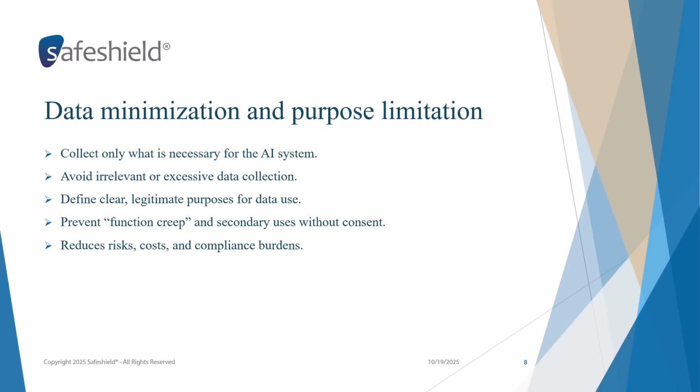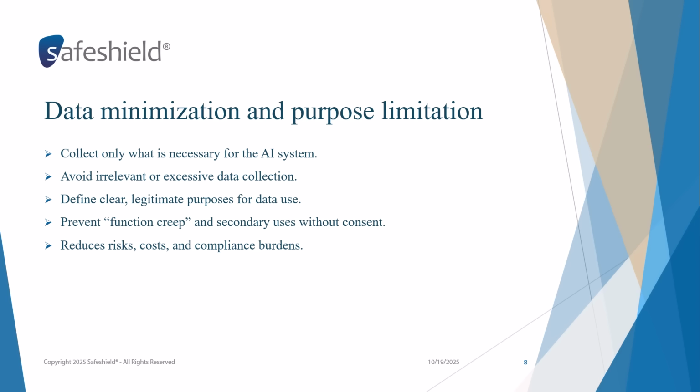Two of the most critical principles in AI privacy are data minimization and purpose limitation. Both directly address how much data is collected and how it is used. Data minimization means organizations should only collect the data necessary to achieve the intended purpose of the AI system. For example, if an AI application is designed to recommend music playlists, collecting detailed financial data from users would be unnecessary and inappropriate. Excessive data collection not only increases privacy risks, but also exposes organizations to regulatory scrutiny and penalties.